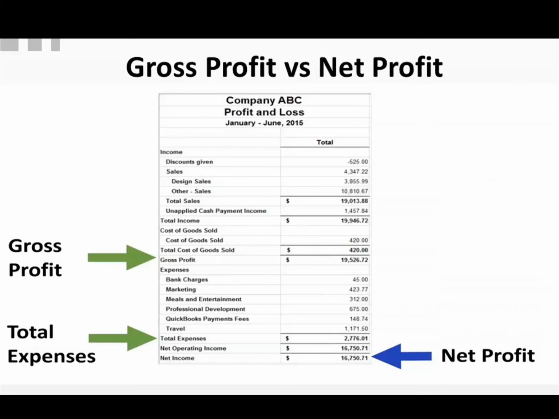This is a service-oriented business, so it looks like it has very little cost of goods, and a lot of the money goes right into gross profit. That's great. But are we actually making money? Well, we have bank charges, we have marketing expenses, we have meals, entertainment, professional development, we have to pay QuickBooks, we have to pay for travel, and the net result of this is that our total expenses are $2,776. So good news, gross profit minus total expenses leads to a net profit of $16,750. In this case, it's over a 6-month period. So you can see how that difference comes into play.